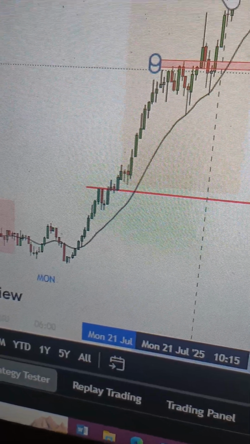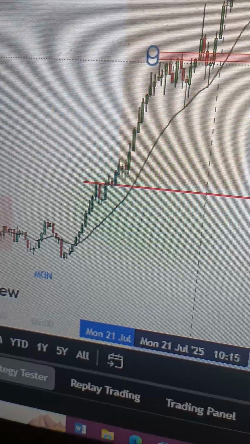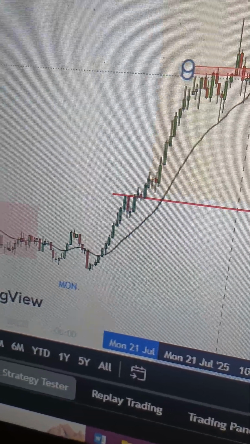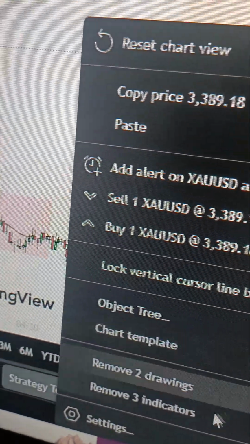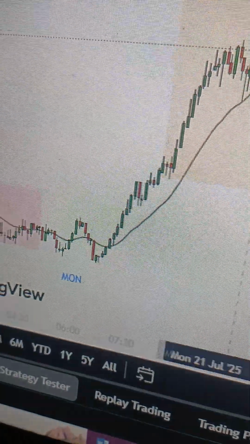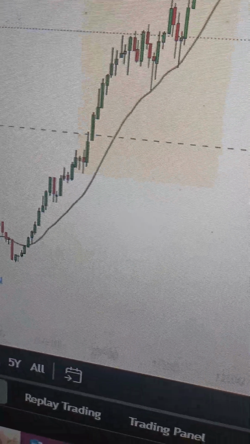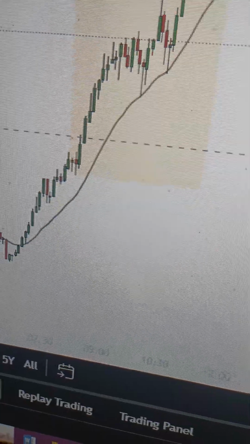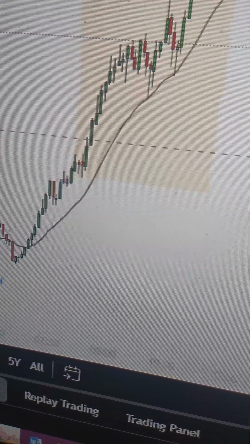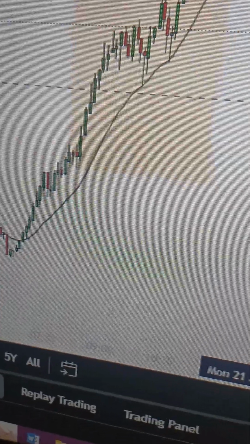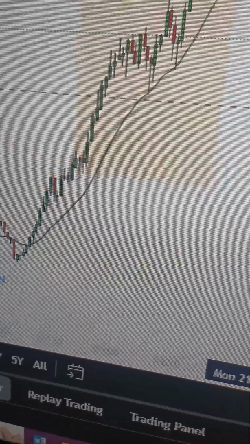So there is something that I wanted to talk about: pullbacks. I know this video is going to be long, but it's okay. I want to talk about what makes a good pullback, what a movement needs to be considered a pullback, because that is going to help us so much in identifying support and resistance.